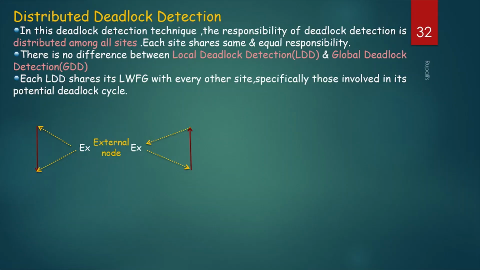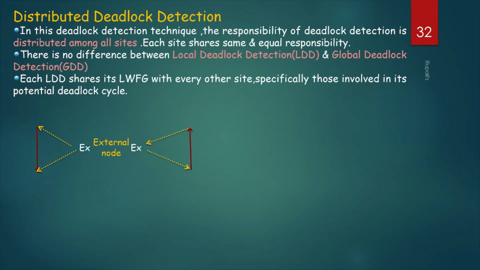Distributed deadlock detection. In this deadlock detection technique, the responsibility of deadlock detection is distributed among all sites. So in the case of centralized deadlock detection, it is the responsibility of a particular centralized site to detect the deadlock. All local wait-for graphs are sent to the centralized site, and there those graphs will be merged and that centralized site detects the deadlock. But in the case of distributed deadlock detection, the responsibility of deadlock detection is distributed among all sites. Each site shares the same and equal responsibility.